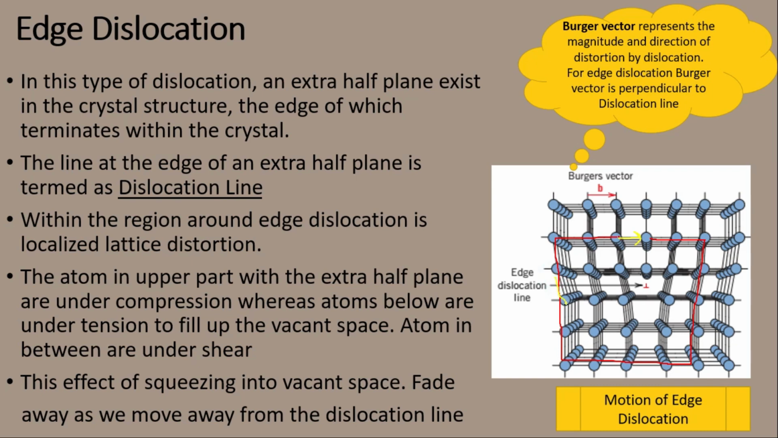You can see here, they are under the shear stress. So atoms in between are under shear, and this effect of squeezing into the vacant space, the effect of compression or tension or shear, fades away as you move away from the dislocation. So the farther you are from this dislocation, the more the effect of this compression and tension fades away. So there is a region of lattice distortion. It's not like the whole lattice is distorted. There is a region of distortion that experiences this compression, tension and shear.